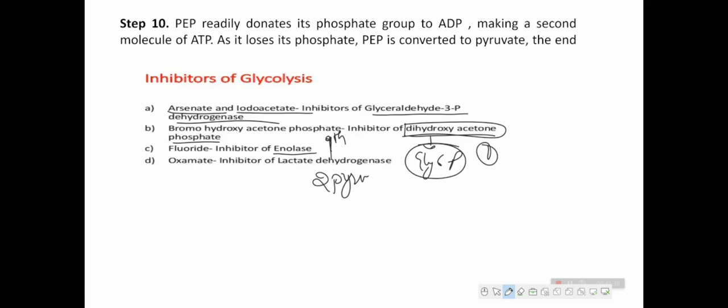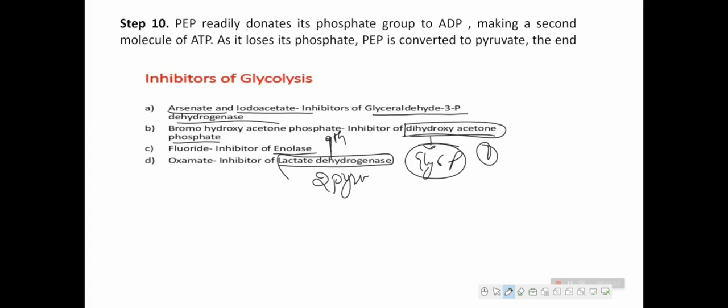Another is oxamate. They inhibit the lactate dehydrogenase. Actually, lactate dehydrogenase is not used in this glycolysis. It is used during the formation of lactic acid, not in this 10th step. In glycolysis, iodoacetate, bromohydroxyacetone and fluoride are the main inhibitors. Right?